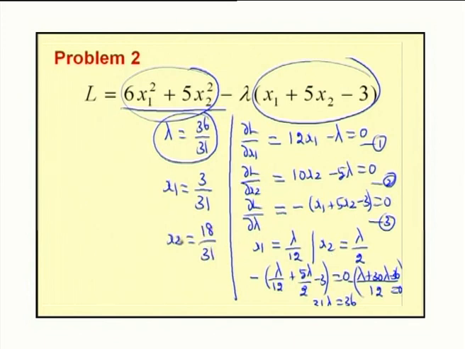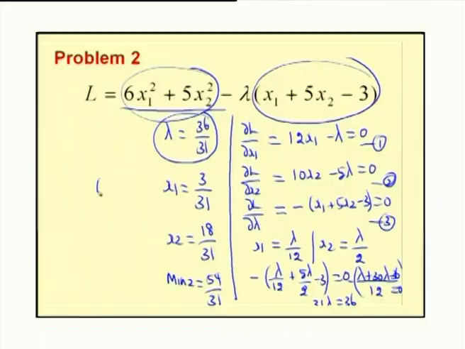Now, by substituting this x1, x2 in the objective function, we will get minimum z equal to 54 by 31. Now, with the help of this border Hessian matrix, we can easily verify the sufficient condition for this nonlinear programming problem. Since our m value equal to 1, the value of the border Hessian matrix should have a sign of minus 1 power 1, which is a negative. So, the border Hessian matrix at this stationary point gives us the negative value.